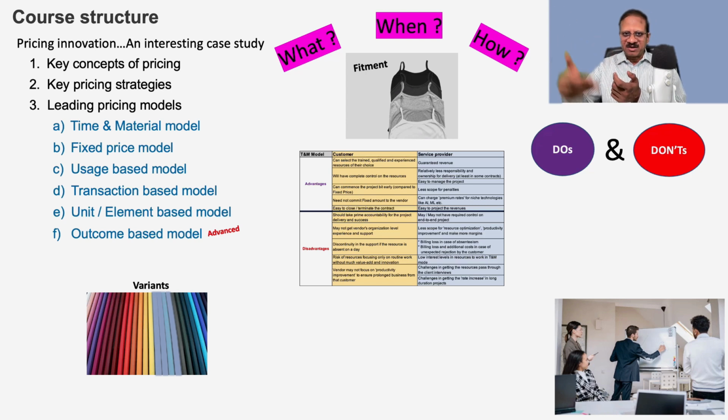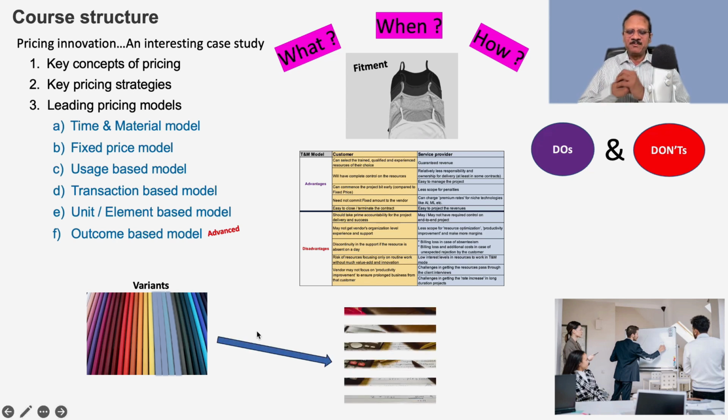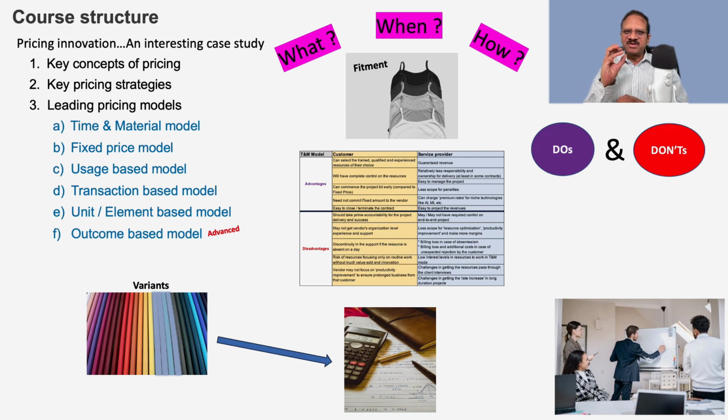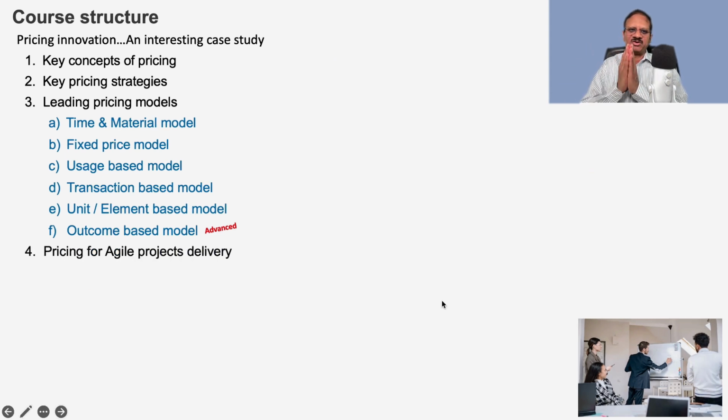Time and material, there are several variants. Fixed price, there are several variants, right? So we'll go through some of the very important variants for each pricing model, and we'll understand each variant with examples, case studies, computations, right? That's why I said this section 3 we'll get into the depth, right? So very, very useful. I'm sure participants would enjoy this.